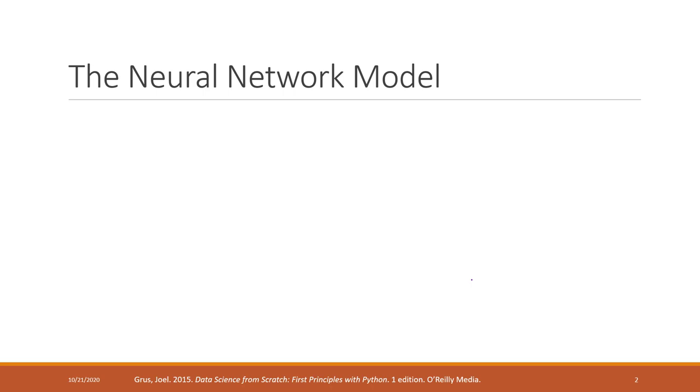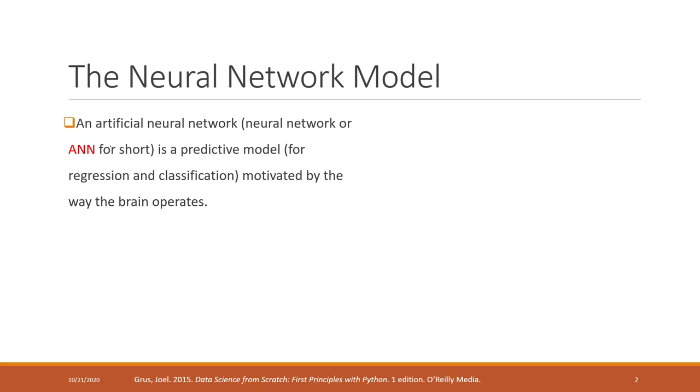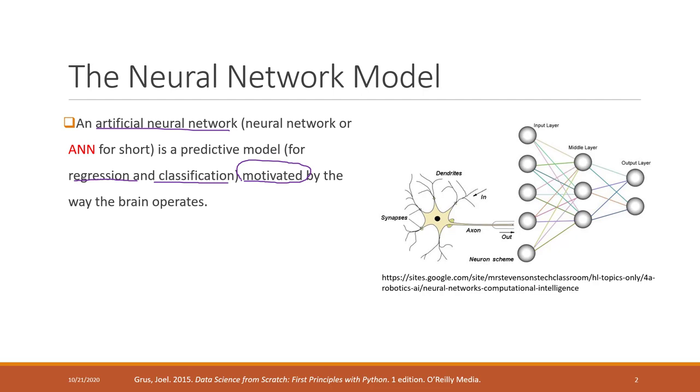Okay, so the neural network. The neural network model, or sometimes we call it artificial neural network, is a model for both regression and classification. It is called neural network because it has been motivated by the way our brain operates. Neurons receive signals, and they pass the signals to other neurons. By doing that, we can process information. Neural network uses the same structure.